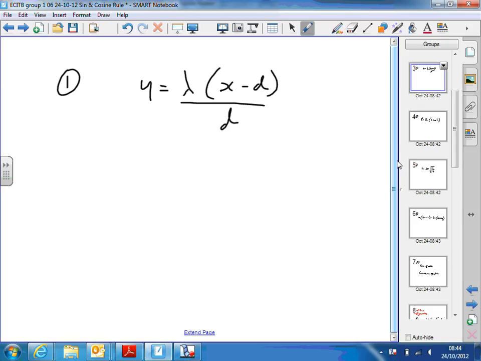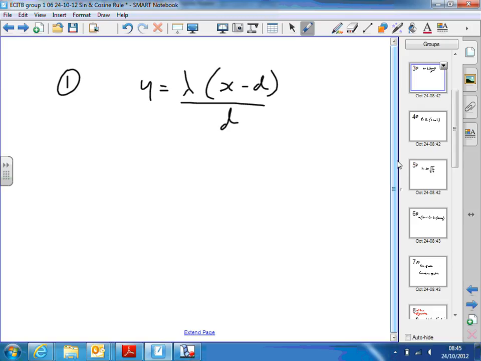Okay? I've got to rearrange for D. Well, D appears twice. That's the first problem. So at some point, I'm going to have to factorise to get D outside a bracket. That's what's in my mind. I'm not worried about the fact that there's 2, because I know I can factorise at some point.